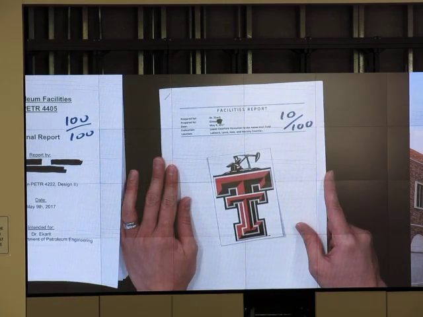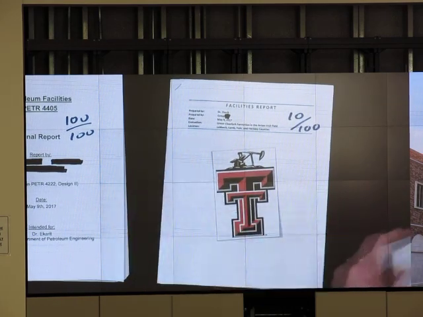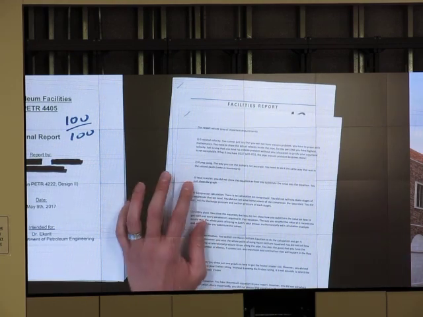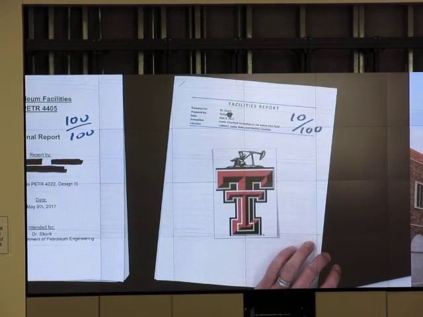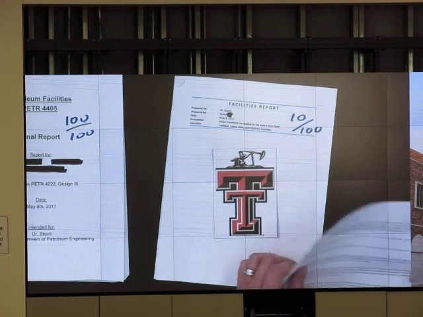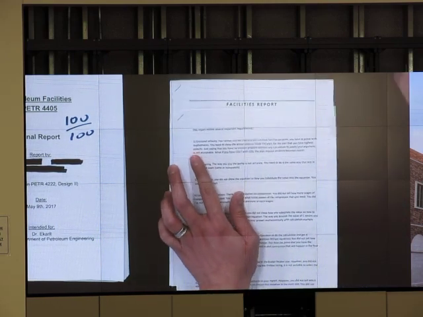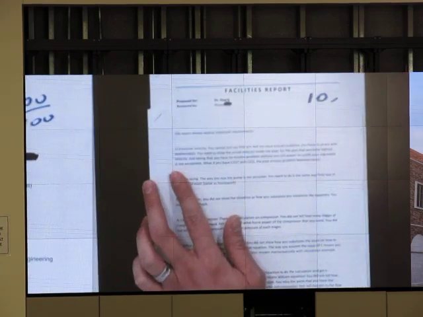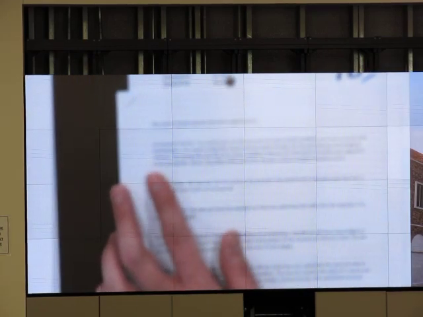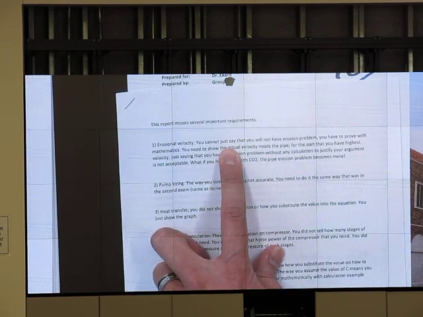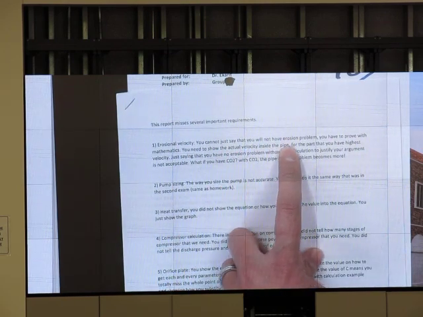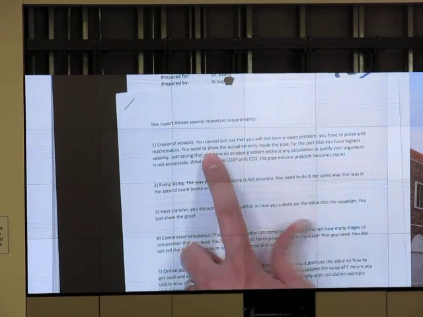Okay? What's wrong with this report? If you do it like that, you get 10. Okay? What's wrong with that? Erosional velocity: you cannot just say that you will not have an erosion problem. You have to prove it with mathematics.